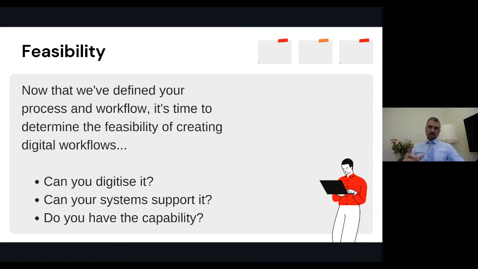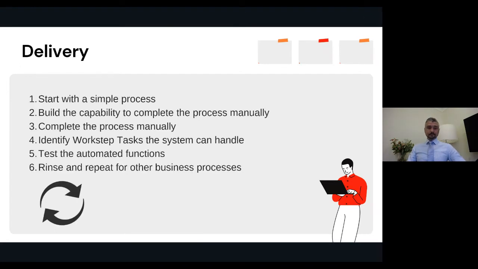But in terms of the feasibility of it, you need to assess whether you have the resources that are going to be available to deliver those types of projects. The delivery. So we always say that in the delivery process, start with something simple. Identify a process that's relatively simple. Build the capability to complete the process manually. So when we talk about that, we're talking about digitizing a process. So make it digital. And then do that process manually.